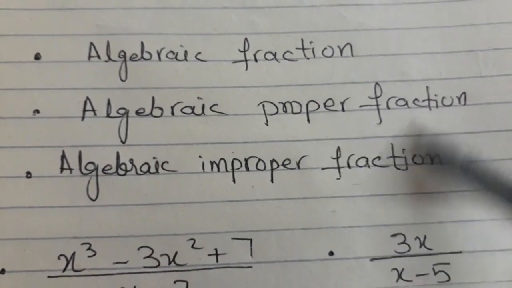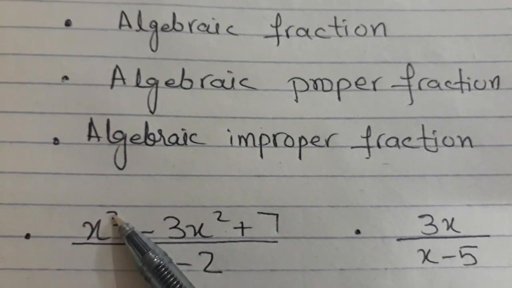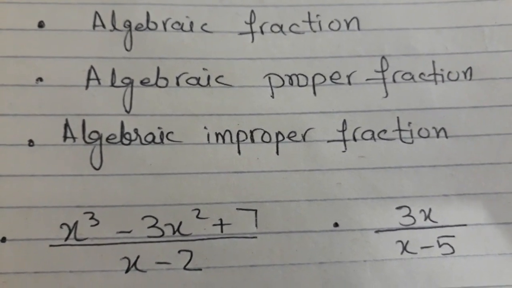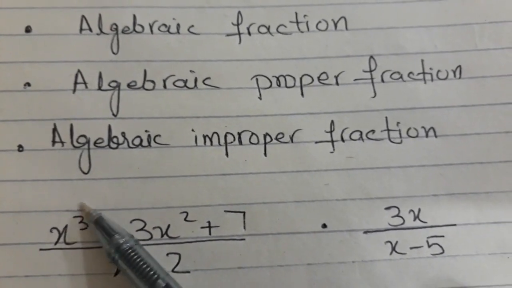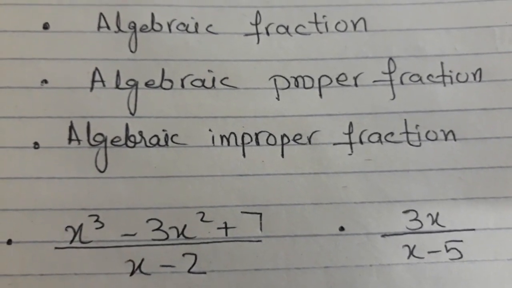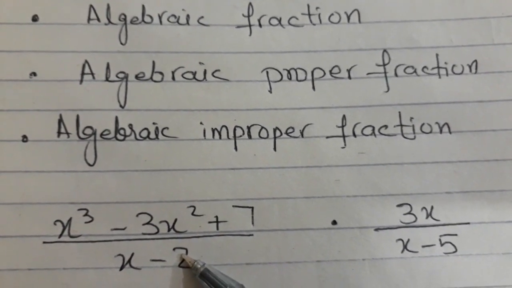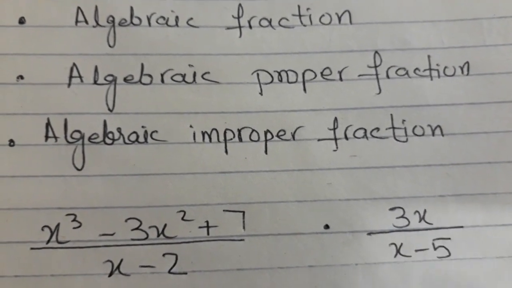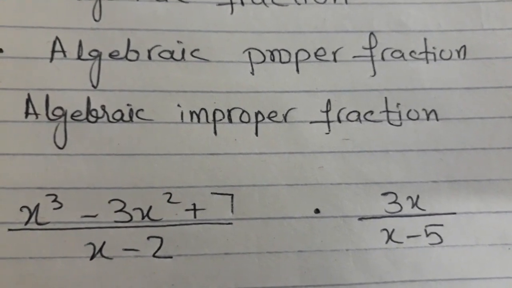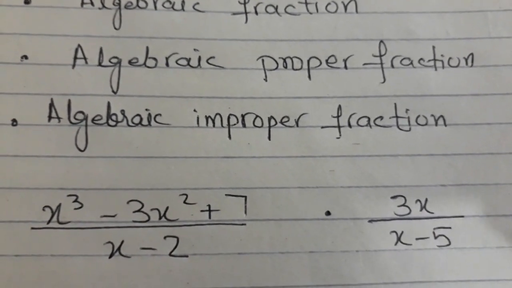Now what is an algebraic improper fraction? If you look at this polynomial and this polynomial, the degree here is 3 and the degree here is 1. The degree is the highest power of the variable in the polynomial. If the degree of the polynomial in the numerator is bigger than the degree of the polynomial in the denominator, it is called an improper algebraic fraction. In the case where it is the same, like 3x over x minus 5, the degree is 1 in both cases, so this is also an improper fraction. They are both examples of improper algebraic fractions.